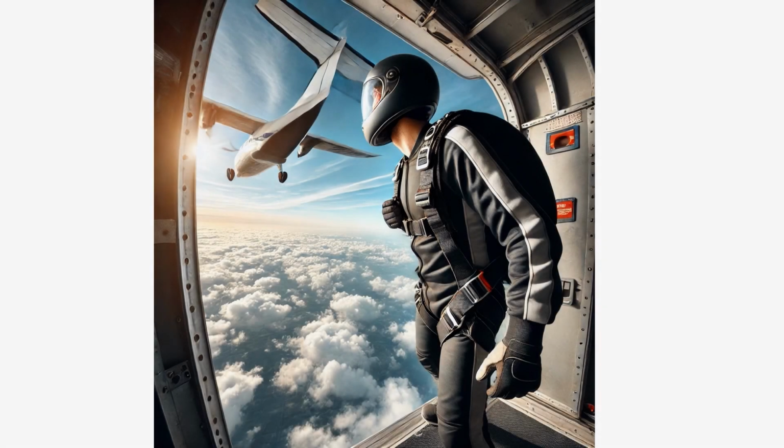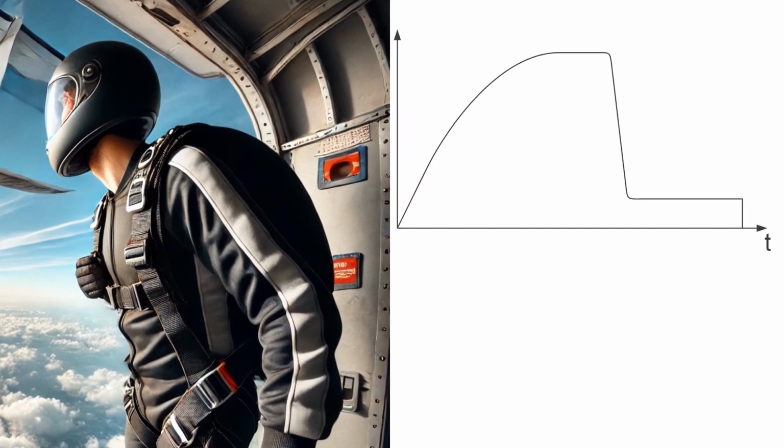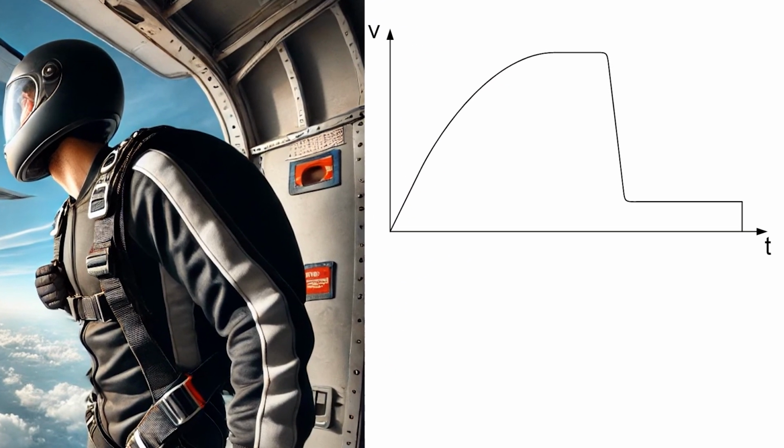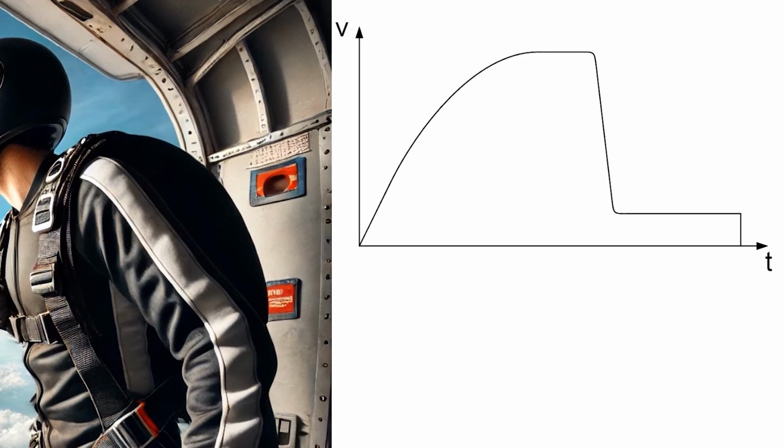Imagine you are thousands of meters above the ground, standing at the edge of an open plane door. With a deep breath, you jump. So, what exactly is happening during a skydive? How do forces like weight and air resistance affect the skydiver's motion? And how can we interpret the velocity time graph?